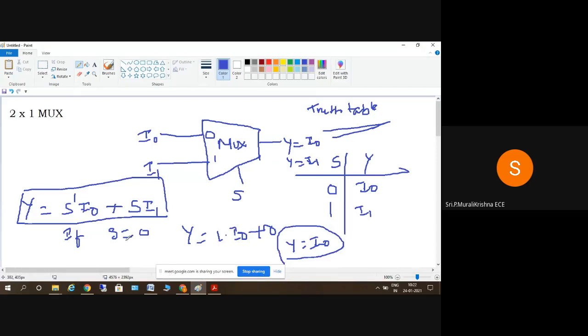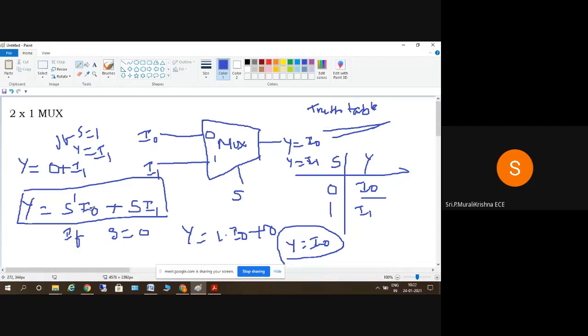So when S is equal to 0, I have to get the output of I0 here, so Y should be equal to I0. For example, if S is equal to 1, what happens to Y here? It is 0 plus 1 into I1, so Y is equal to I1. Hence the functionality is verified. So this is the equation for the 2:1 multiplexer.